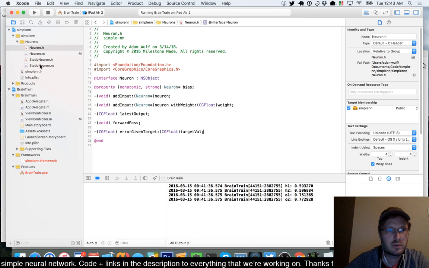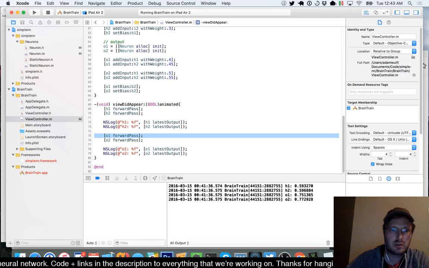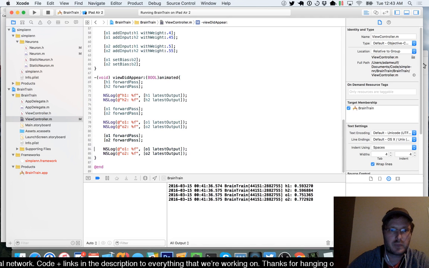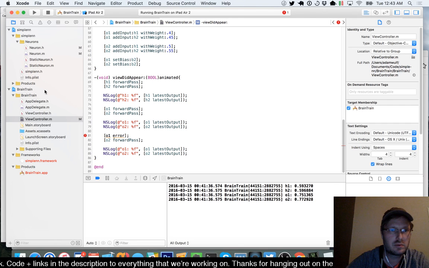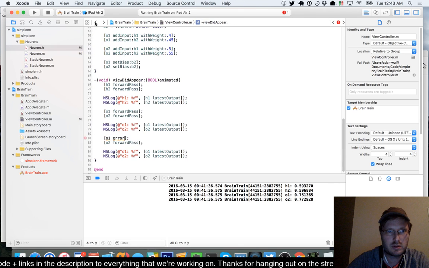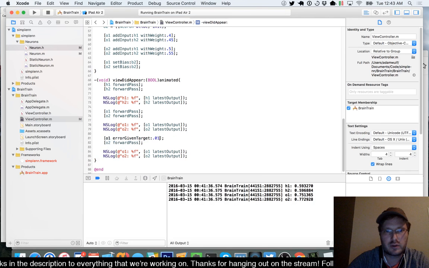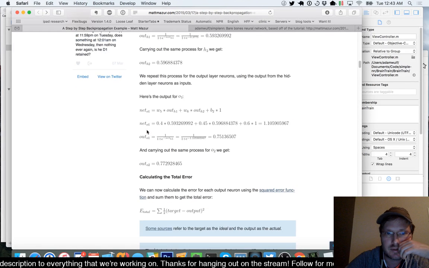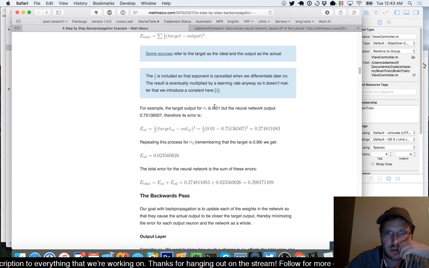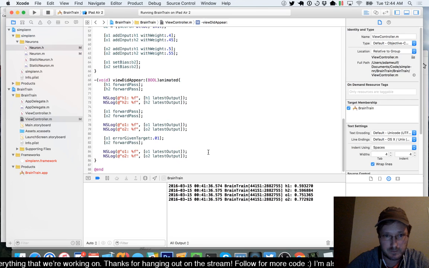There we go. And then that means we now have error. Oh, come on. Didn't I just? Yeah, I did, but it needs a compile. Error given target is 0.01. Wasn't that what he wants? Yeah, 0.01 and then 0.99 are the two targets that he arbitrarily decided.